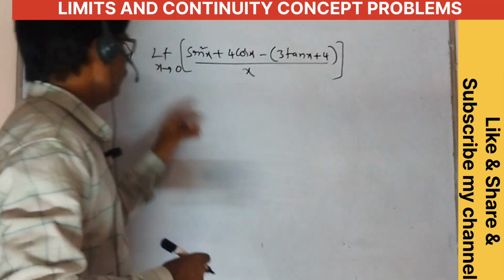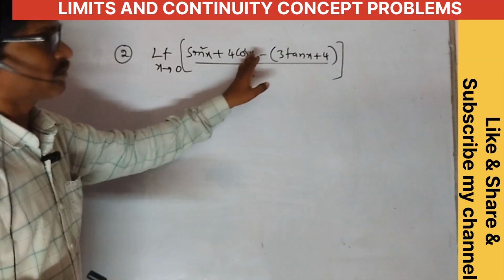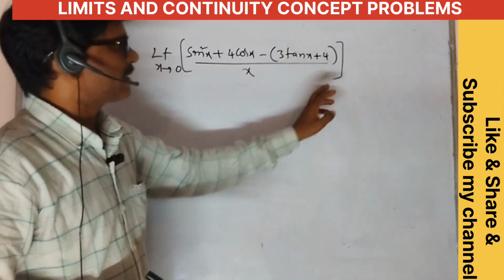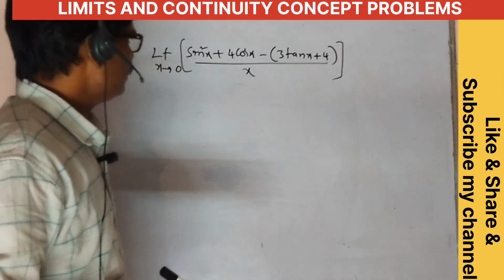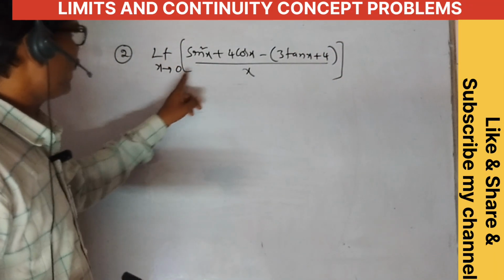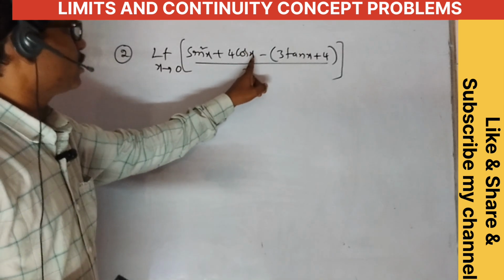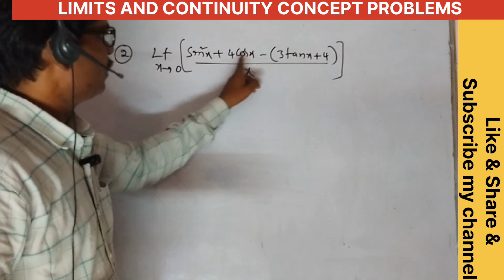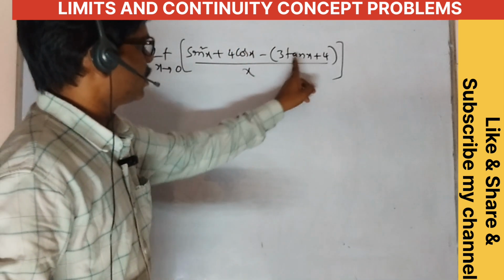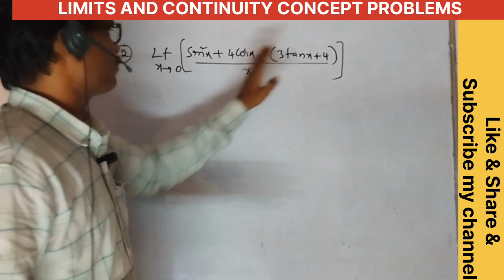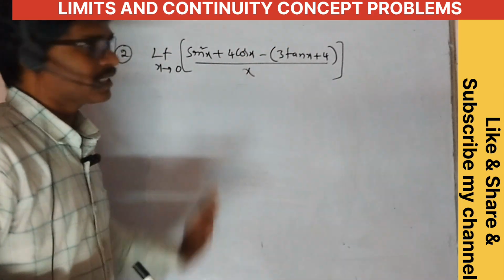Okay, another question. Limit x tends to 0, sin square x plus 4 cos x minus 3 tan x plus 4. Okay, here limit x tends to 0. Sin 0 is equal to 0. Cos 0 is equal to 1, means this is the 4. Next tan 0 is equal to 0. This is also minus 4. Minus 4 plus 4 is equal to 0.